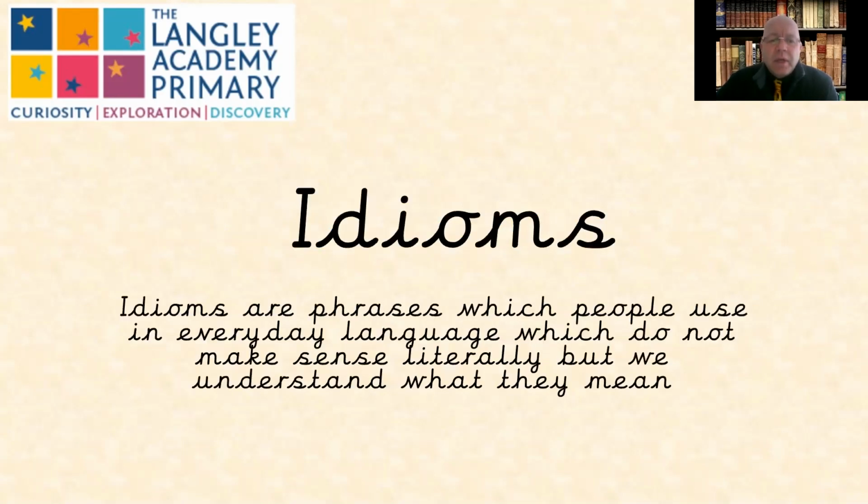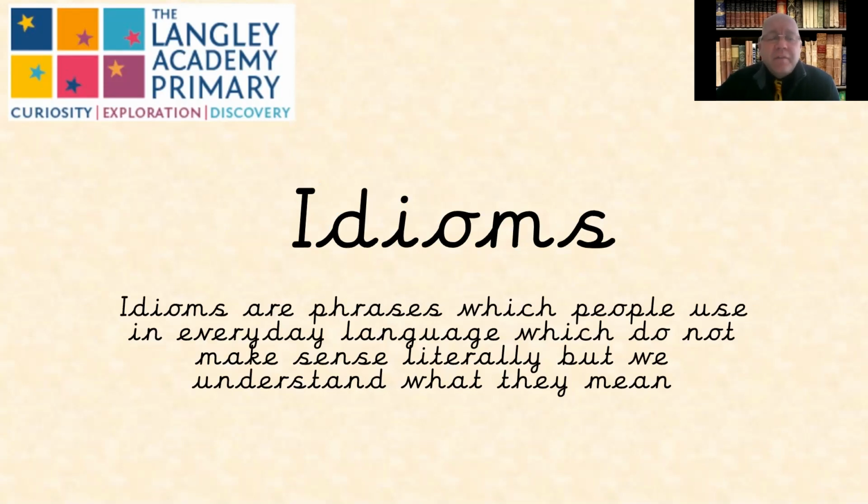Now, an idiom is a phrase which people use in everyday language, but which do not make sense literally, but we still understand what they mean. These are phrases that have been passed down through generations. And if we actually analyze them, if we actually look at the words, then they make no sense at all. But as a phrase, we understand what they're talking about.